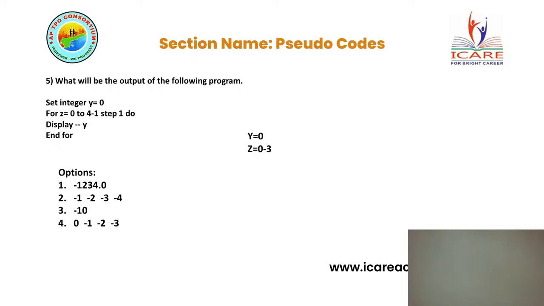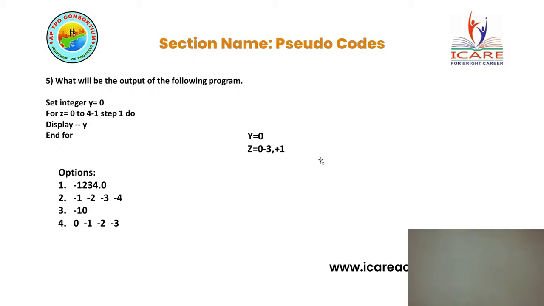Here step 1 means we have to update the value. It means incrementation, plus plus. So if it has a step 2, we have to do plus 2. Here we have step 1, so we have to do plus 1. If they have mentioned go to step, then we have to go to that particular line. But they have not mentioned go to. They have just mentioned step 1. It means it will be incrementing. So step 1 do means it will be repeating. So z equal to 0 to 3 and incrementation plus 1.